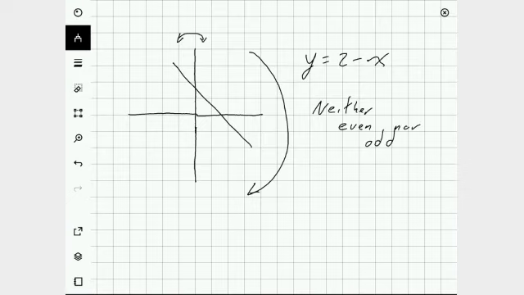So to identify even and odd functions, we are simply looking at the symmetry of the graph and trying to determine whether it is mirrored or rotationally symmetric. If it's mirrored symmetric, it's an even function. If it's rotationally symmetric, it's an odd function. If it is neither, then neither even nor odd.